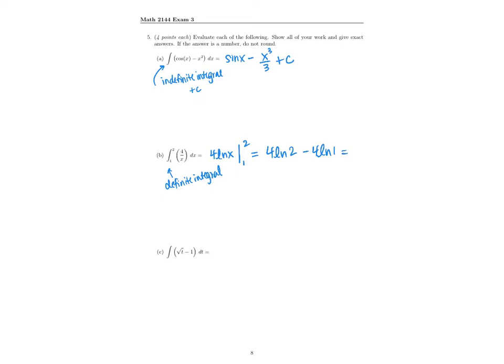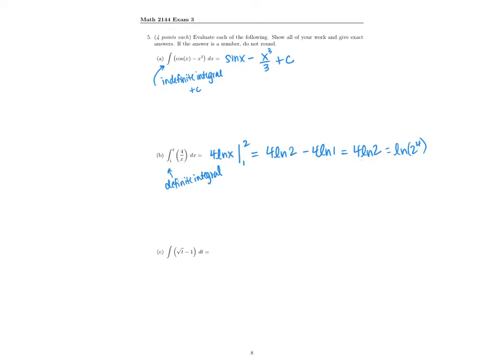And so the natural log of 1 is 0. And 4 natural log of 2, I can either keep that as 4 natural log of 2, or I can write that as the natural log of 2 to the 4th. So either of those answers is fine. And we don't have a plus c on that one because it was a definite integral.